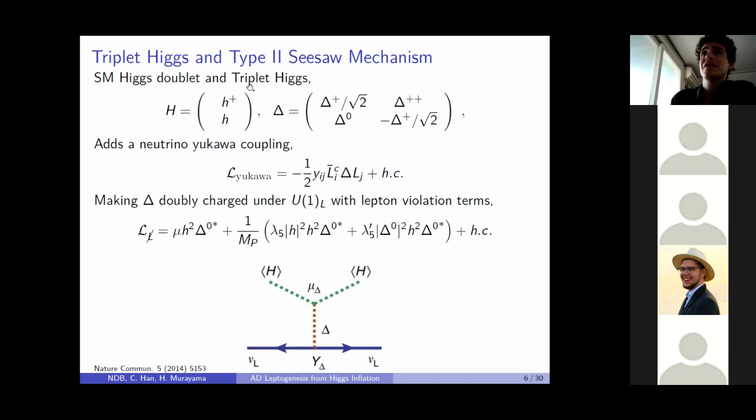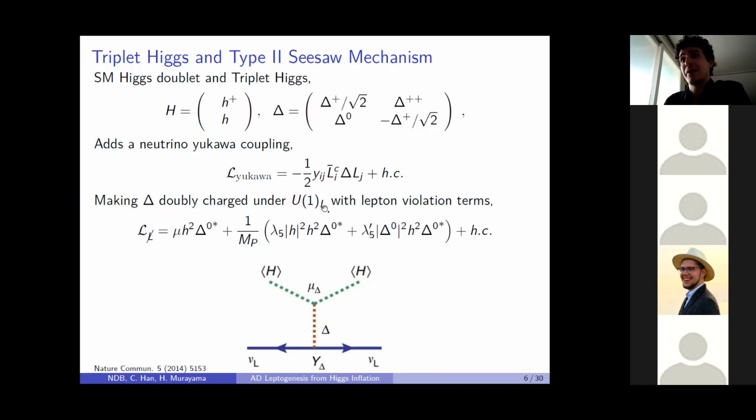In this model, you have your usual standard model Higgs doublet, and then you introduce your triplet Higgs, which is this delta. Now, when you introduce this term, you can write down a Yukawa coupling with the lepton doublet given here. The nice thing is that when delta gets a VEV, it gives mass to the neutrinos, and we can also define that the delta itself is charged under lepton number, which is our first ingredient: we need some complex scalar with a U(1) charge, which is lepton number.